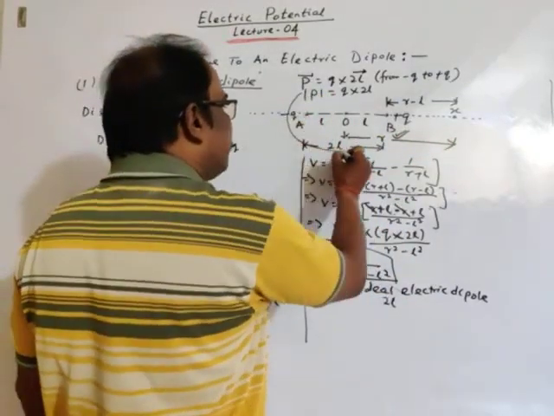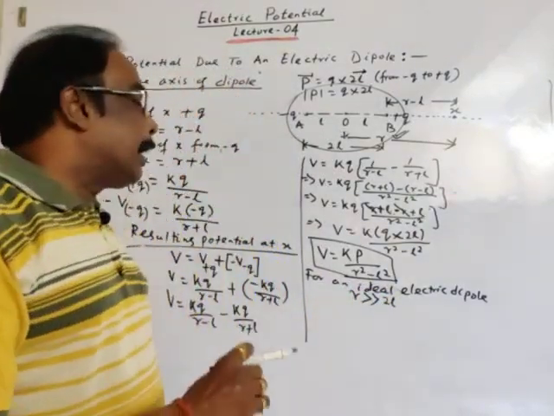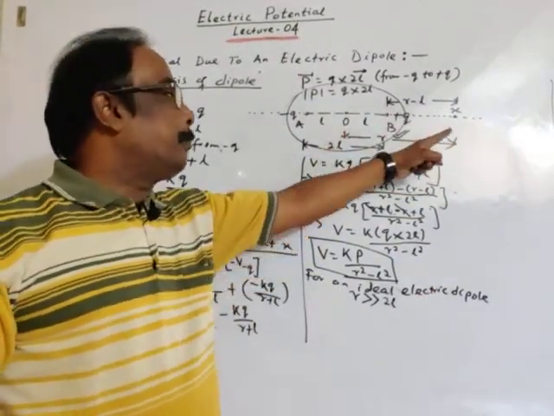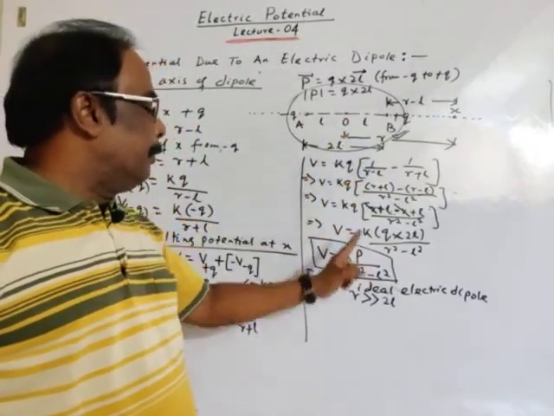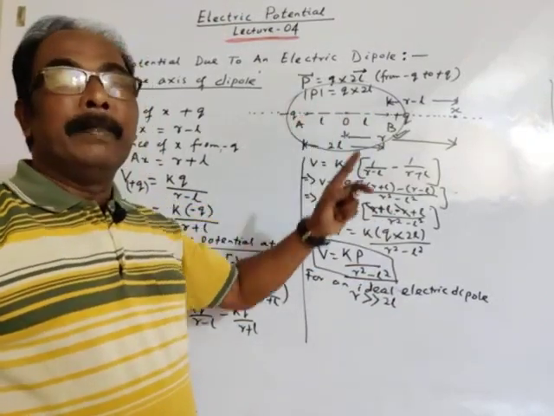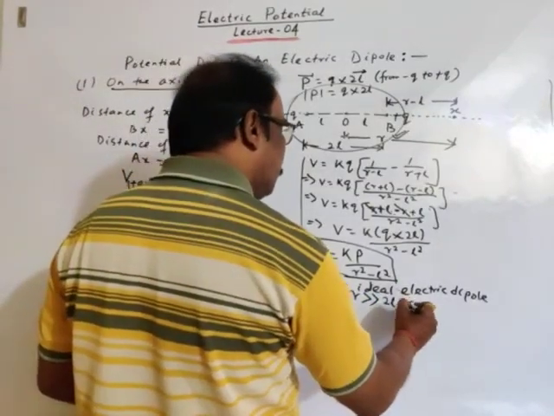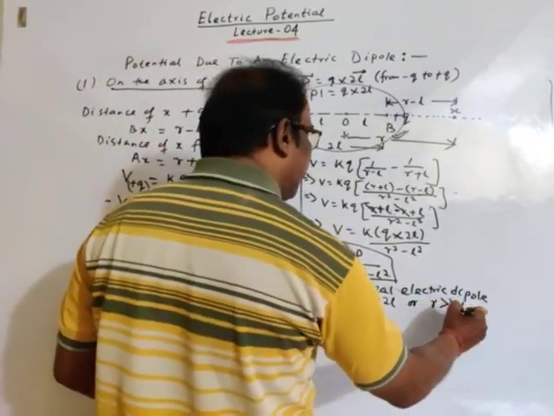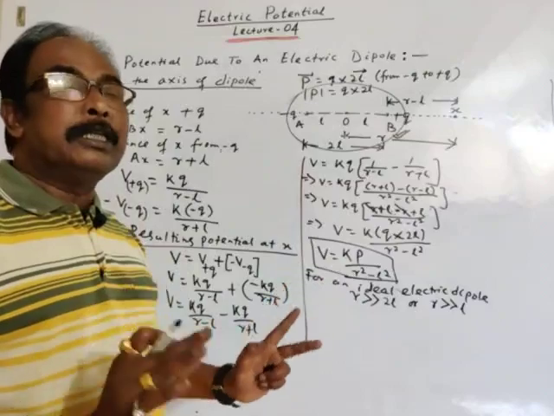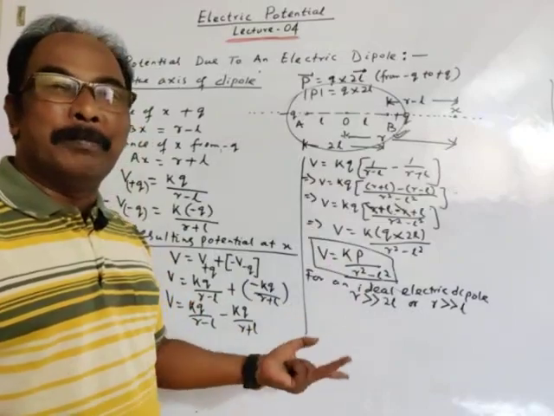If this distance 2L is very small as compared to r, that means for an ideal electric dipole, the distance of the point of observation from the center of the dipole is considered to be very large as compared to the distance between the two equal and opposite charges of the dipole. Since r is greater than 2L, or we may write r is greater than L, L square becomes negligible as compared to r square.